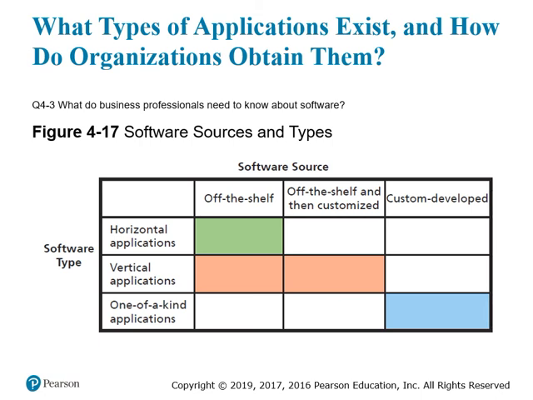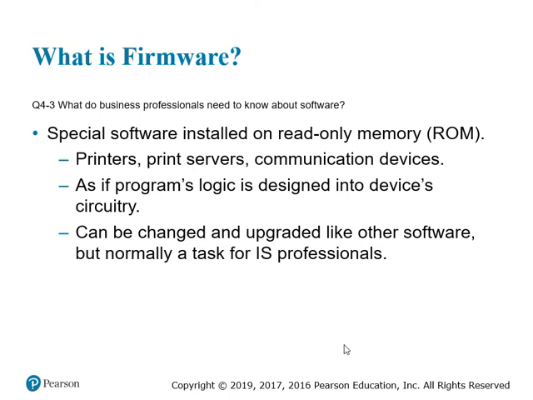Custom developed software can be tailored to organization requirements, but it should be used as a last resort because it is so expensive. Now, what is firmware? Firmware is a type of computer software that is installed into devices such as printers, print servers, and various types of comm devices. It's designed into circuitry, as if the program's logic is designed into the device's circuitry. It can be changed and upgraded like other software, but normally that's a task for IS professionals.